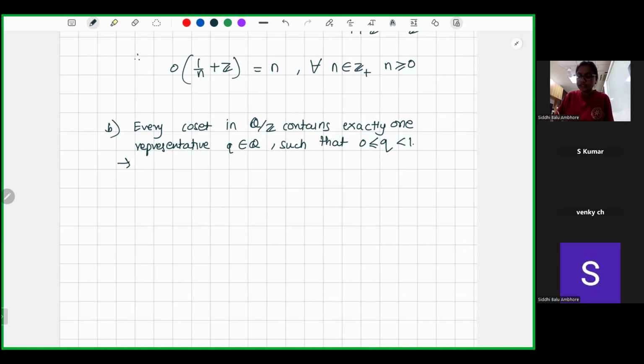For 0 plus Z it is there. Let us consider any m by n in Q quotiented by Z. Let us take this 15 by 7 in Q mod Z. What will you do in this case? Let us try to understand what exactly we want: to find a representative for this in this set. Can you come up with it?